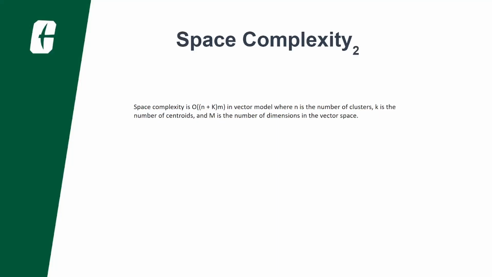And space complexity is very similar. So here, and this is within the vector model, you're going to have a number of clusters multiplied by the number of centroids, and then m is your number of dimensions inside the vector space.